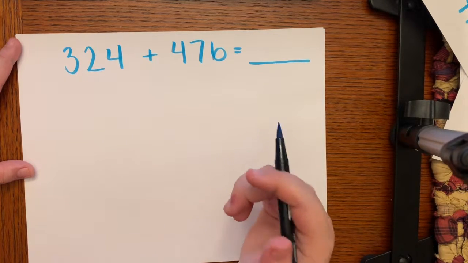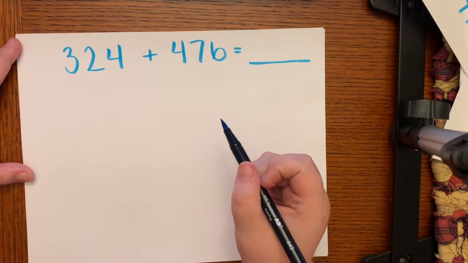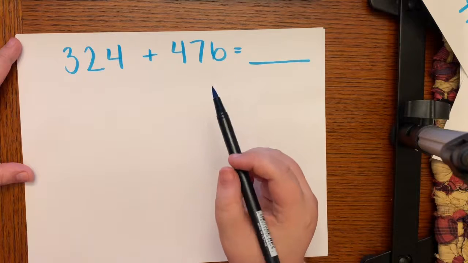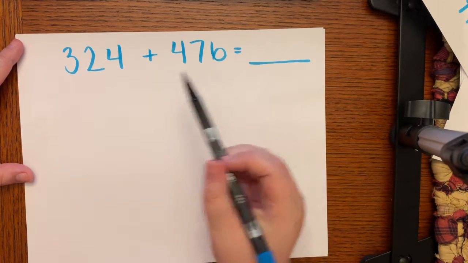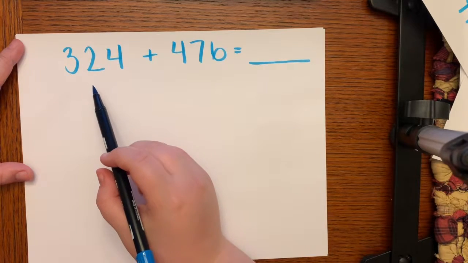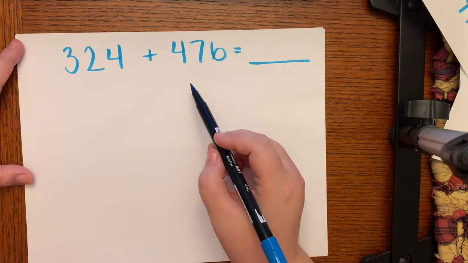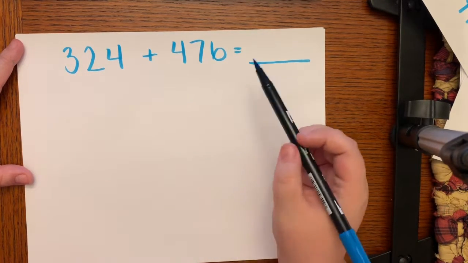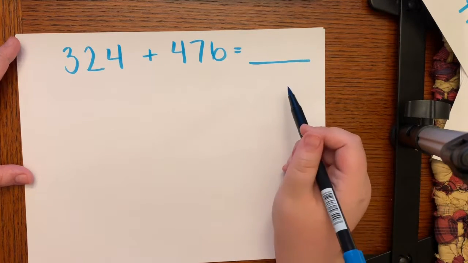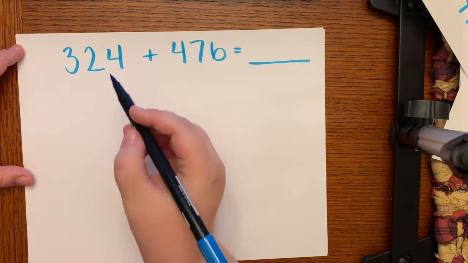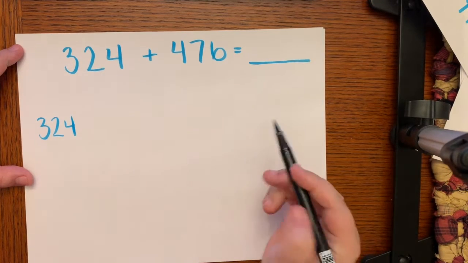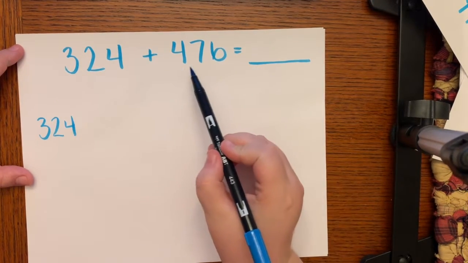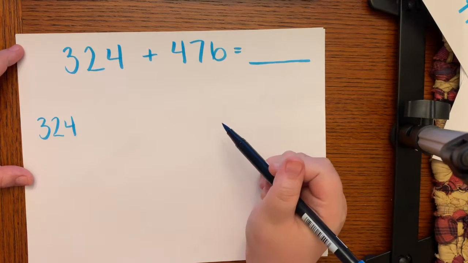In this video, we will be finding the sum of two 3-digit numbers by decomposing our second addend. In this number sentence, we have 324 plus 476, and we're going to determine the sum. We can begin by writing our first number as it is, 324, and now we will break apart our second addend.